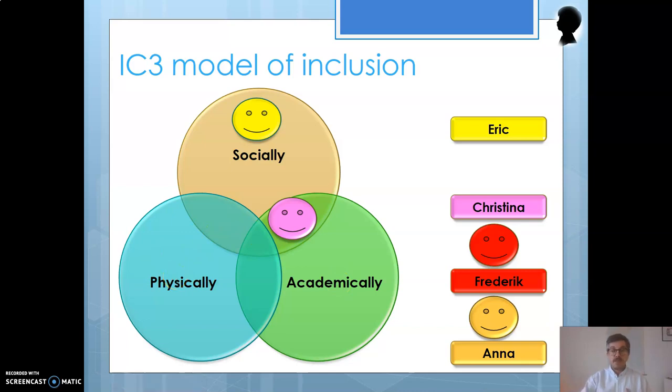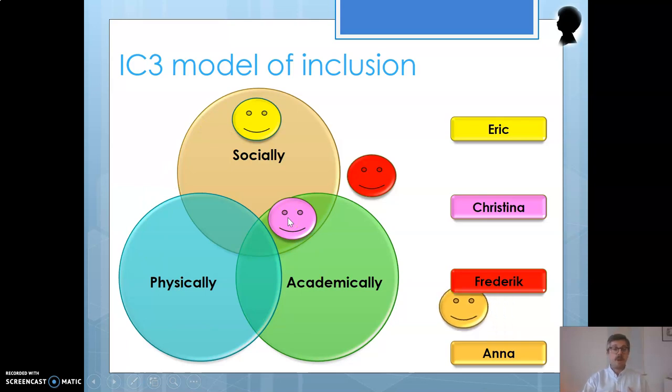We also have Frederick. He has a lot of conflict with the other pupils, so he's not socially included. He can't really solve the tasks, and also physically he gets a lot of anxiety if he has to stay in the same room, so he might not be physically included in the school. So he's excluded. He's not part of the inclusion at all. And then we might have Anna. Anna is socially included, academically included, and physically included.